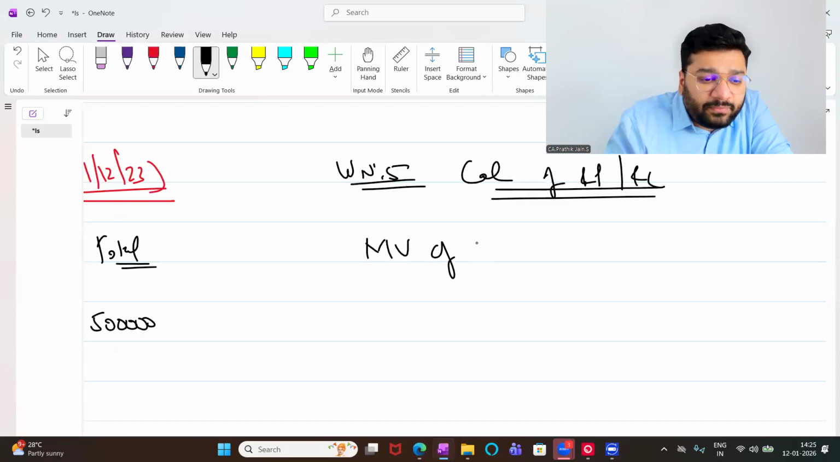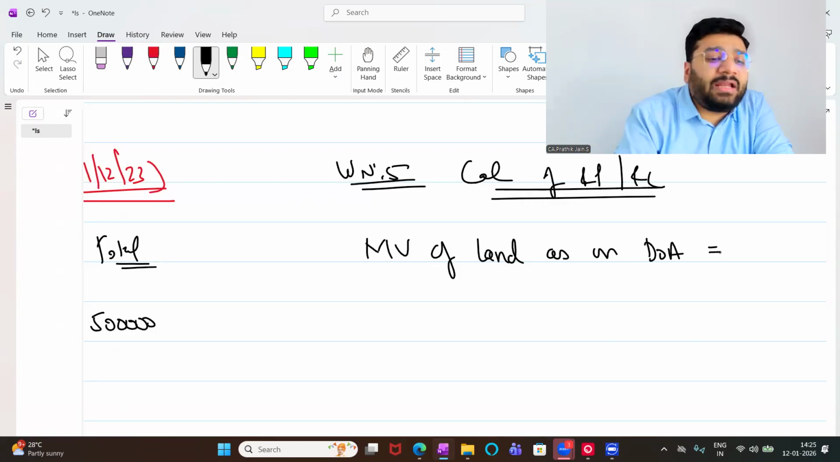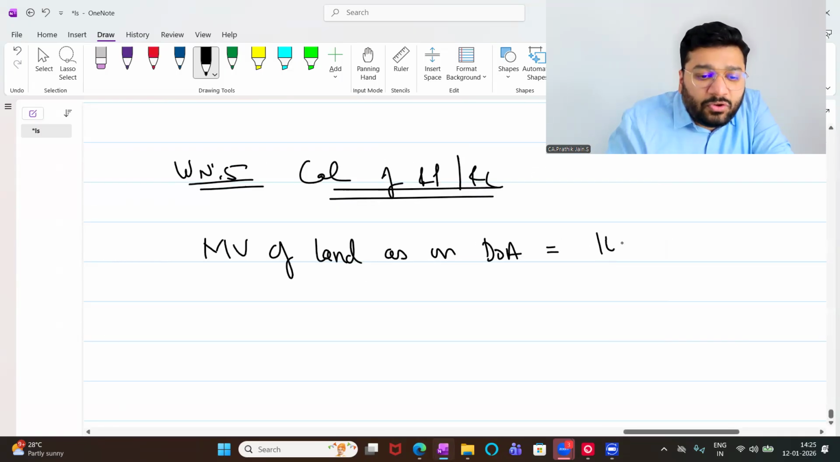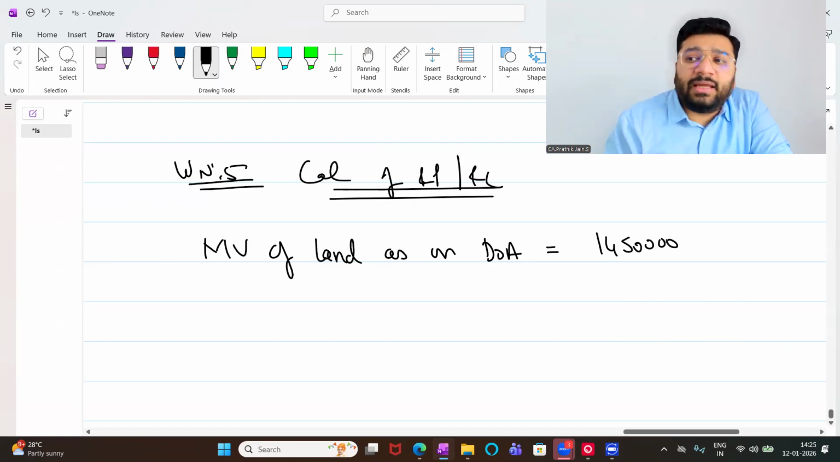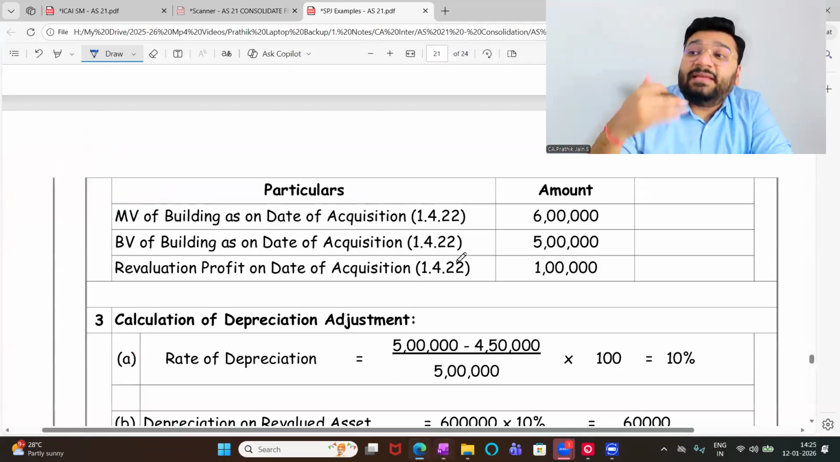Market value of land as on date of acquisition. Please tell me, what is the market value of the land on the date of acquisition? 14,50,000. In this question, luckily I gave you the difference directly. Madam, 50,000 rupees is what? Increase in the value of the land.